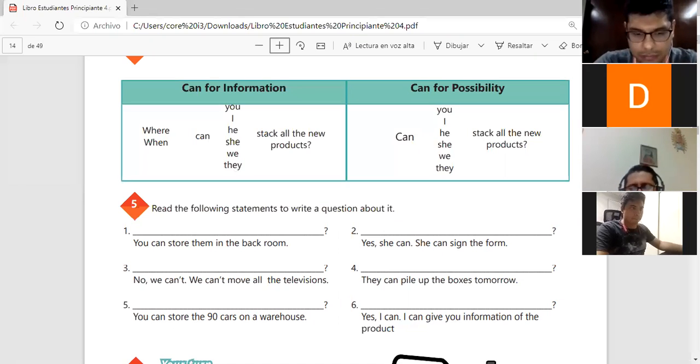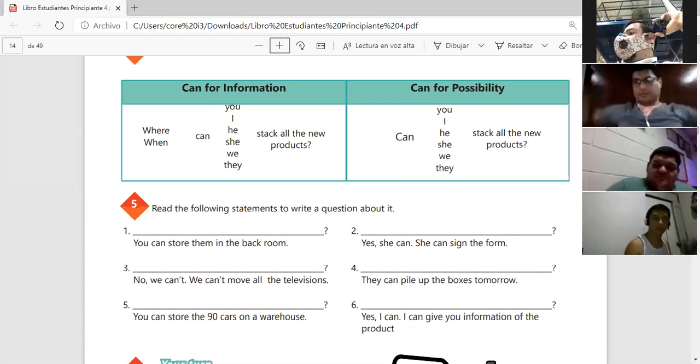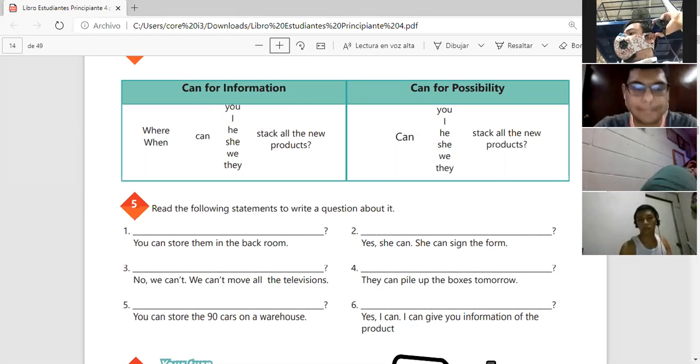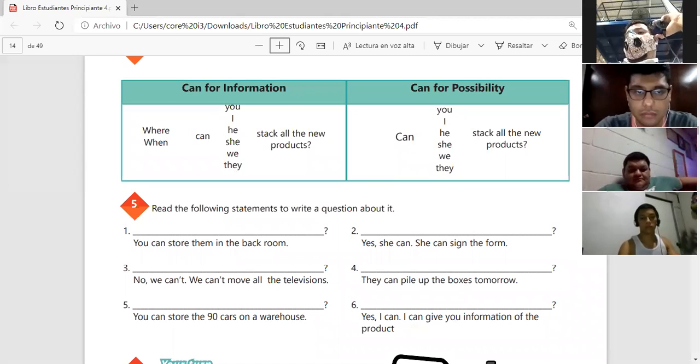Vaya, Mario. Where can I buy a cell phone, Mario? I can buy at Movistar. Okay, at Movistar. Good. Now in that case, what is can? I asked you, where can I buy a cell phone?